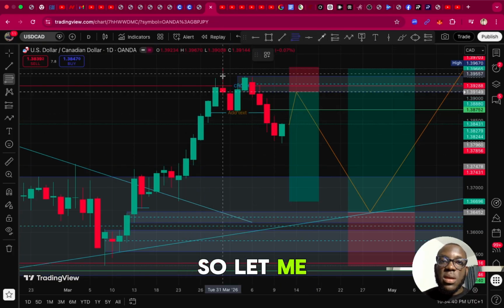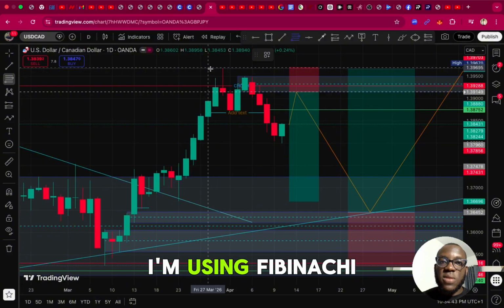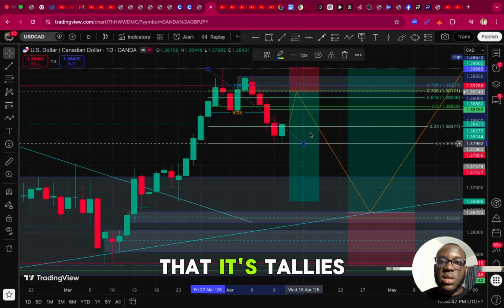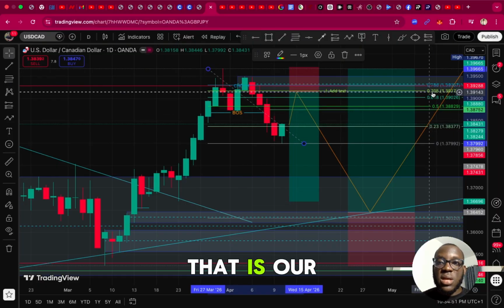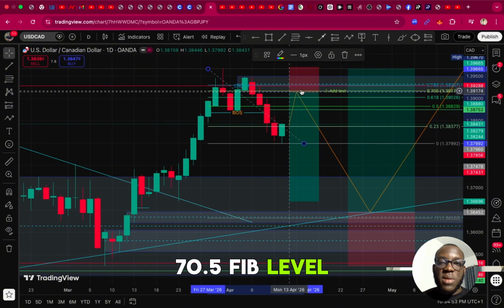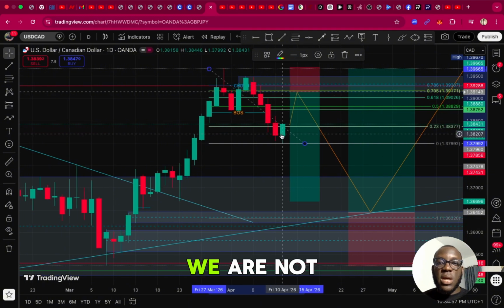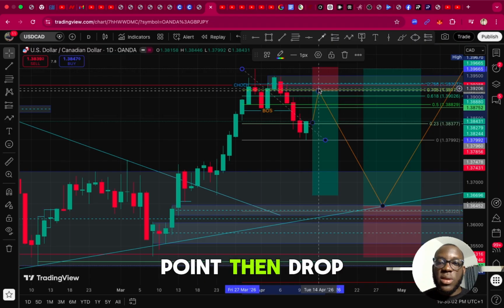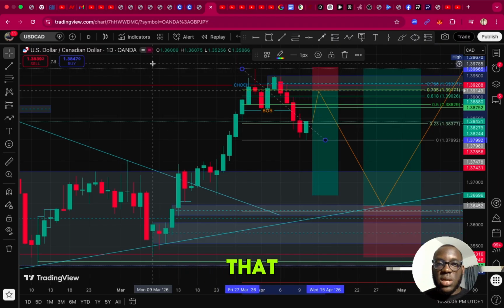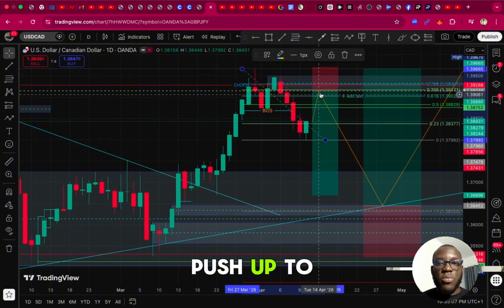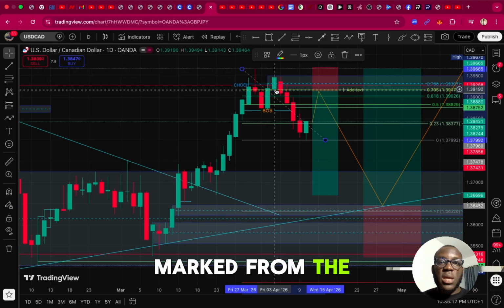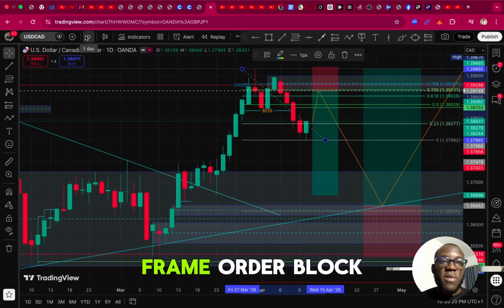So let me use Fibonacci, from here, drag it down to here. You will see that it tallies with our OTE, that is our 70.5 fib level, the drop. We are not going to do anything. Sometimes we feel like let us buy up to this point, then drop to sell, but we are not going to do that. We wait for the market to push up to this point of interest, which I marked from the daily time frame order block.